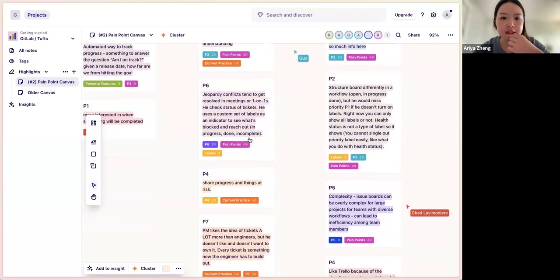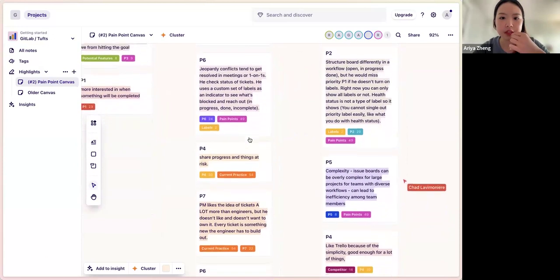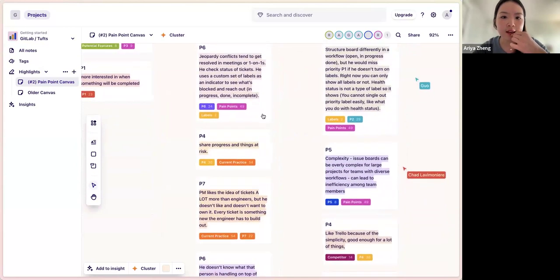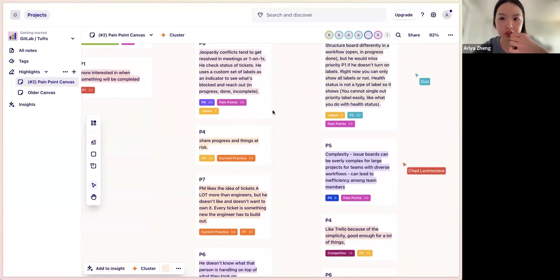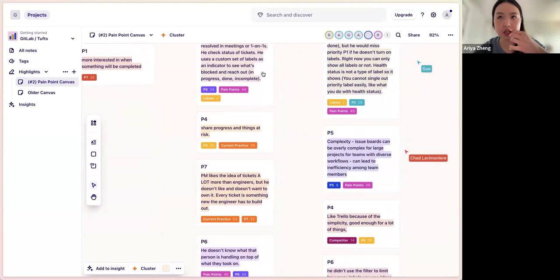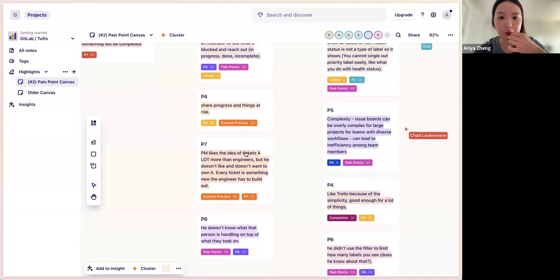And person six said that jeopardy conflicts tend to resolve in meetings or one-on-ones. And that's something that person seven and a few others said as well. And he would use his custom set of labels to indicate what's blocked and reach out. And another issue with labels that a lot of people mentioned is that sometimes people create duplicated labels and they just don't really go through, or sometimes tickets were missed because they didn't know the different labels are named different ways.